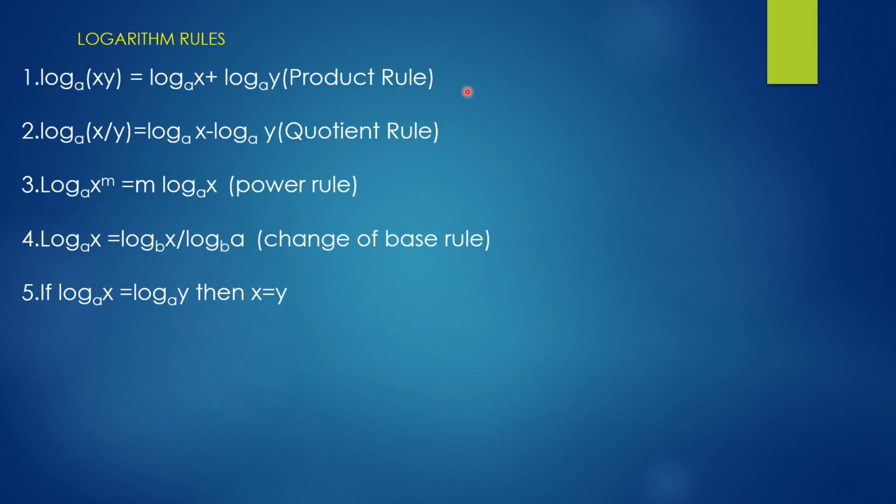See this one, logarithmic rules. While solving the problems in your textbook, you have to remember these rules. Logarithm of xy to the base a is equal to log x plus log y. This is known as the product rule. Next one, logarithm of x by y to the base a is equal to log x minus log y. This is known as the quotient rule. Next, logarithm of x to the power of m is equal to m log x. This is known as the power rule. Are you clear about that one?